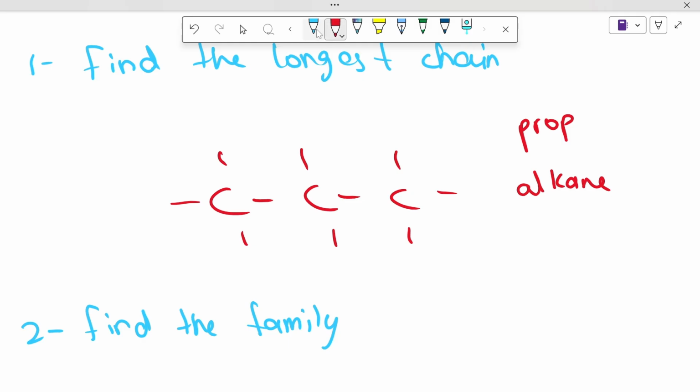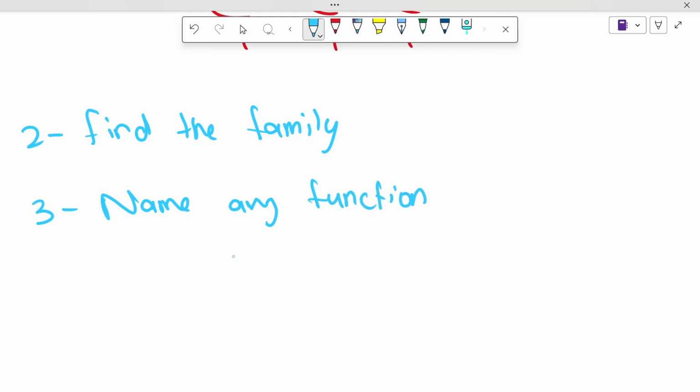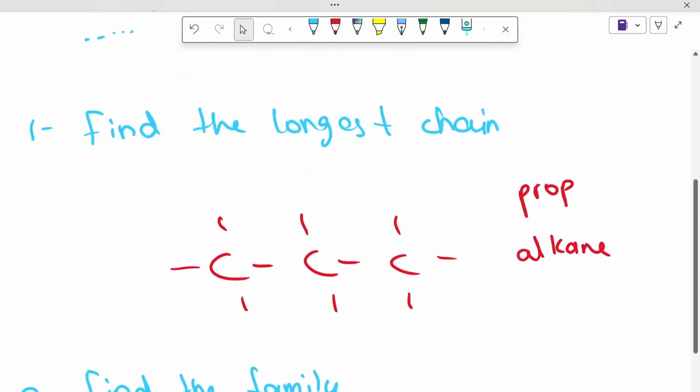Next part after this is that we have to name any extra functional group attached. Over here, fortunately or unfortunately, there are no extra functional groups attached. All are hydrogens in these empty dashes, right? So it's fairly simple. The name of this compound is propane. Okay, so this was very simple.